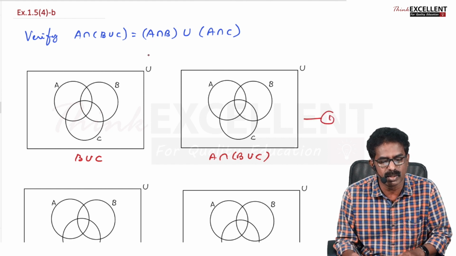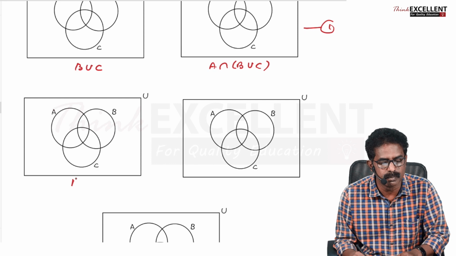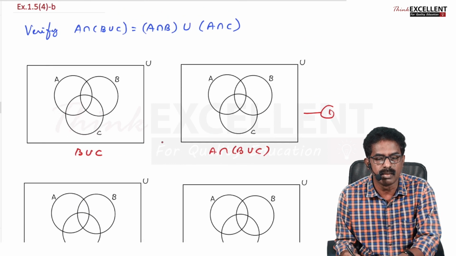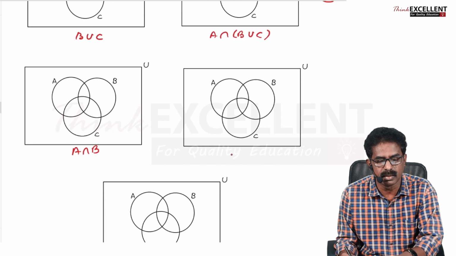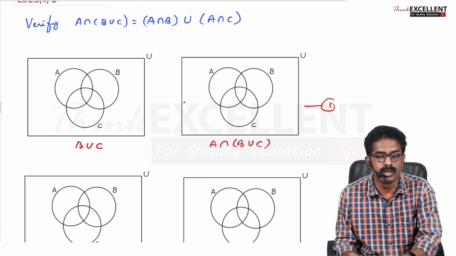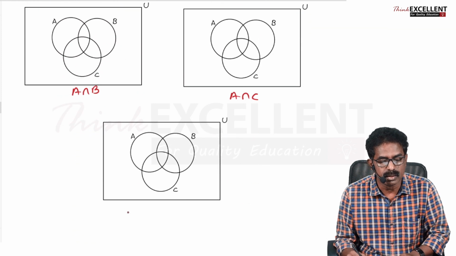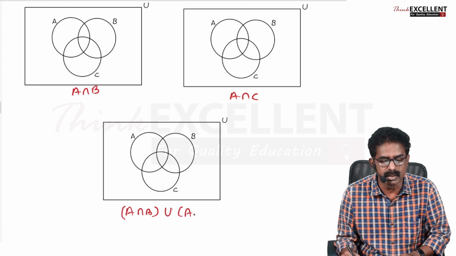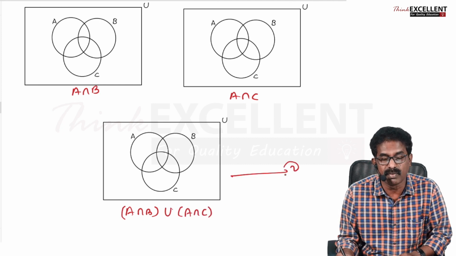LHS. For the RHS first, what do you need? A intersection B. Then we want A intersection C. Then the union of those two, right? A intersection B union A intersection C, and that is the answer for RHS.